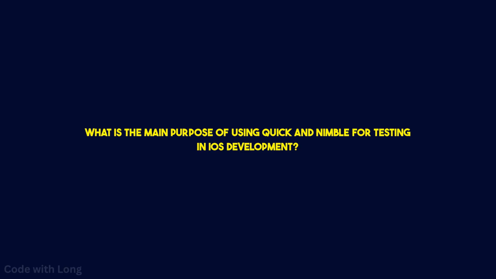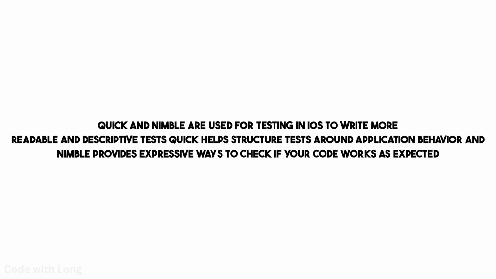What is the main purpose of using Quick and Nimble for testing in iOS development? Quick and Nimble are used for testing in iOS to write more readable and descriptive tests. Quick helps structure tests around application behavior, and Nimble provides expressive ways to check if your code works as expected.